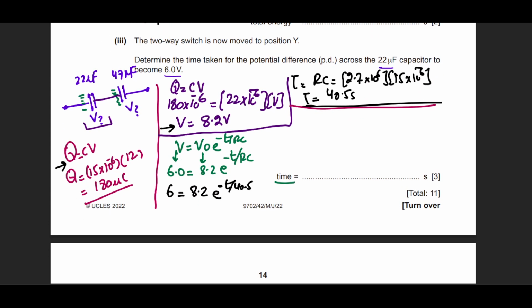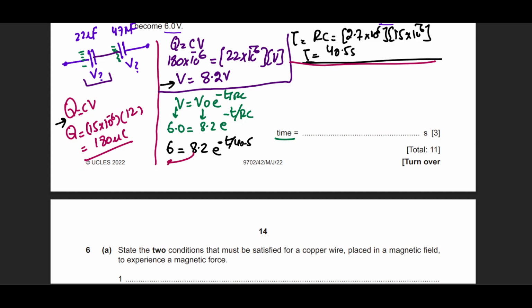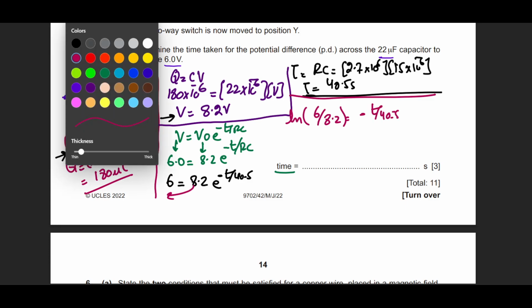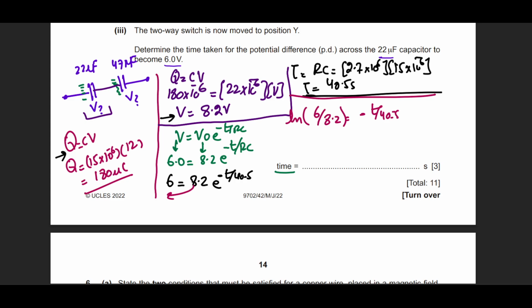I've explained this in other videos as well, that if you take this over there, this becomes 6 divided by 8.2 equals, now if you take the anti-log, this will become ln of 6 over 8.2 and negative t divided by 40.5. Now we know by mathematics that if you take the ln of a small number divided by a large number, the answer will come out as negative. So this negative cancels out with this negative. So the overall answer of t will become positive. So this comes out as 12.65 seconds.